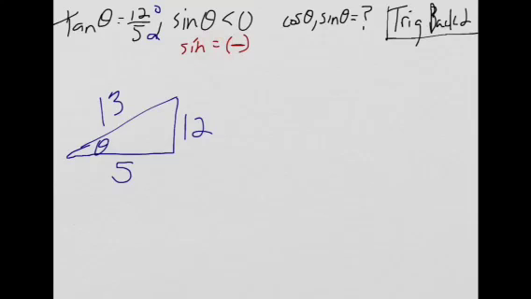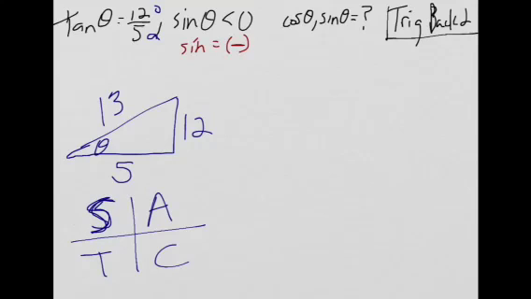So I do my acronym thing. All students take calculus, or whatever else helps you remember that. So I got all students take calc. So what that tells me is that in this quadrant, all of them are positive, all sine, cosine, tan.